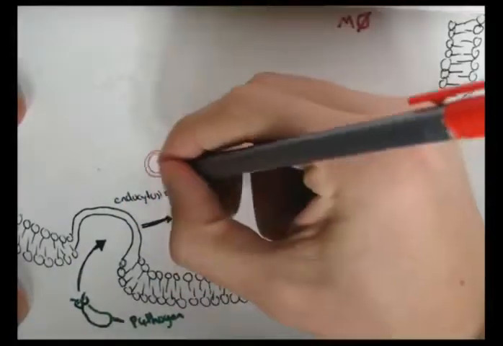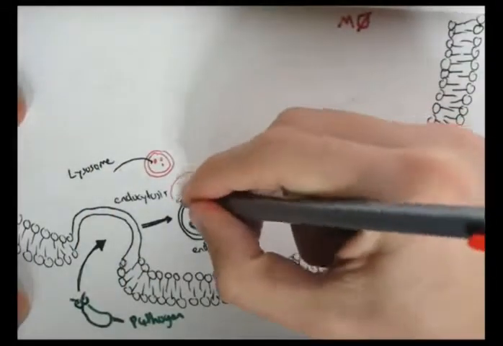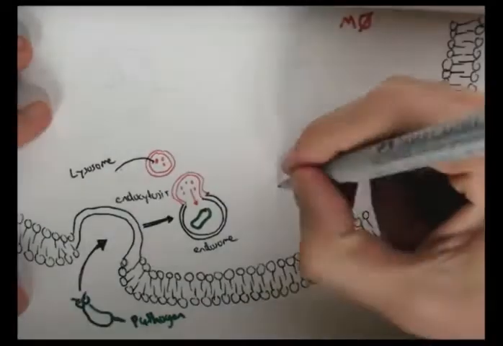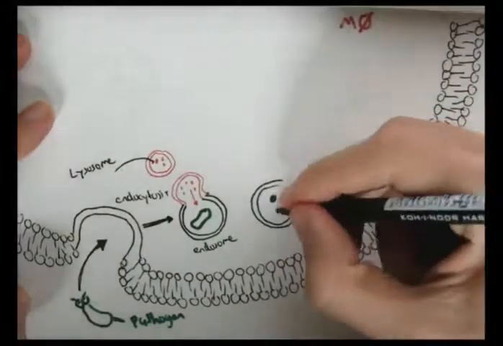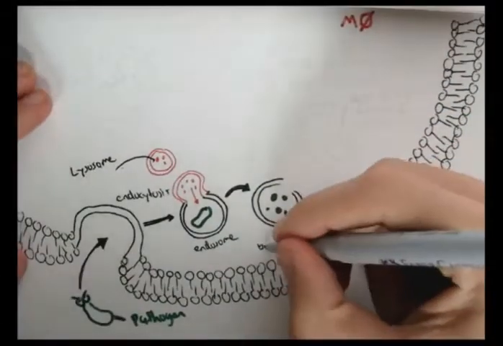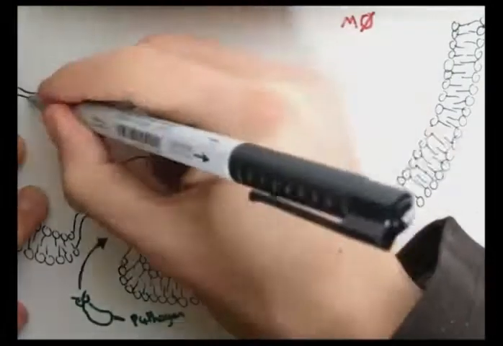Now the macrophage has lysosomes, which contain extremely acidic environments, and when the acidic content is released inside the endosome containing the pathogen or the bad stuff, it gets degraded into small peptides, small antigens. So now we have the peptides, the broken down pathogen.